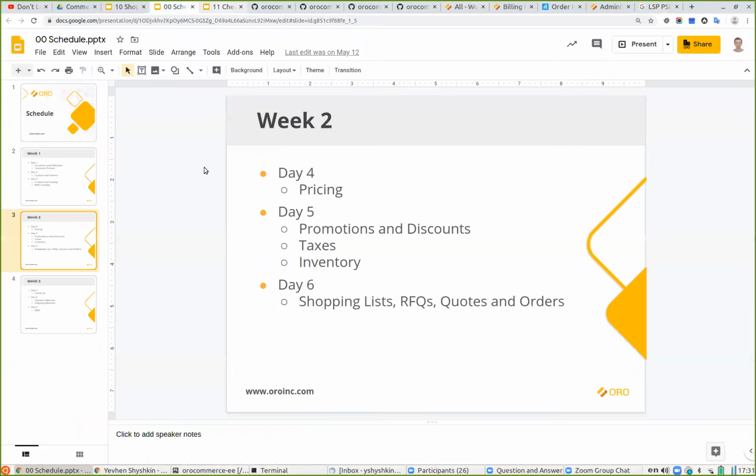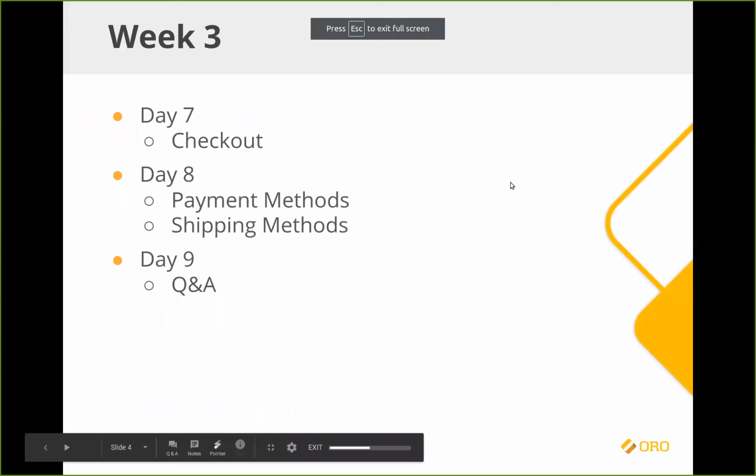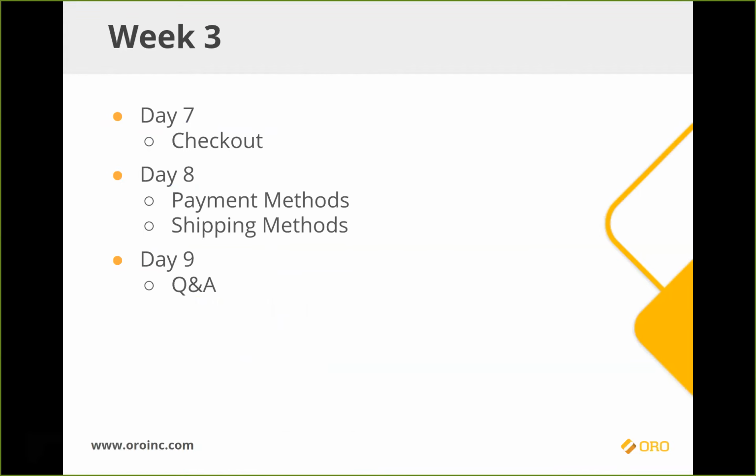Let me remind you that tomorrow we will check payment method and shipping method topics. In scope of these topics, we are going to see in detail the two steps on the checkout called shipping information and payment. We are going to check how to add new options to them. We are going to see what kind of standard providers, standard integrations Oro has out of the box, and how to add your own integration and customize it based on your requirements.